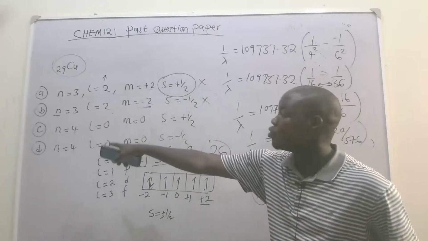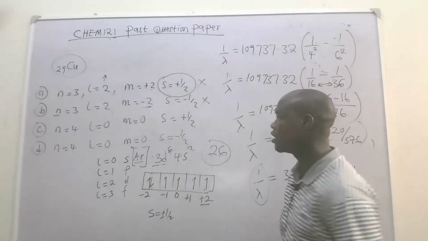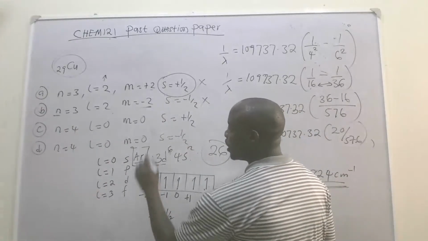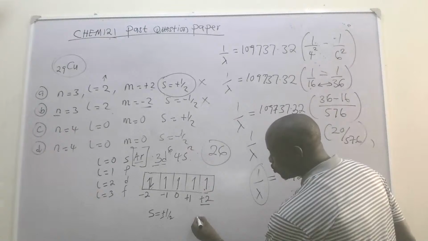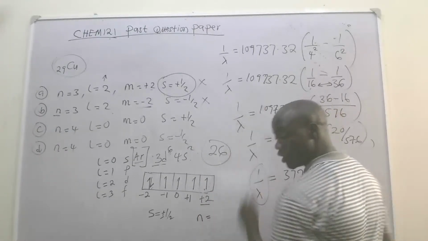So let's move to option C and D. Which one is the correct answer? When we move to option C, we now have n equal to 4. We have l. Okay, let me delete here.